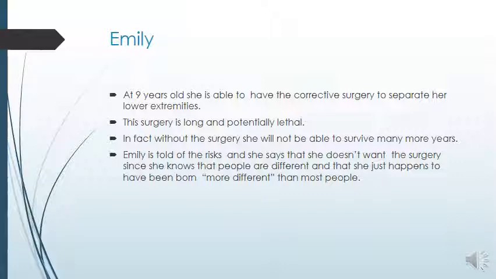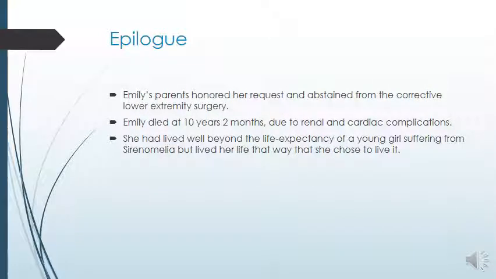Emily is told of the risk, and she says that she doesn't want the surgery, since she knows that people are different, and that she just happens to have been born more different than most people. Emily's parents honored her request and abstained from the corrective lower extremity surgery. Emily died at 10 years 2 months due to renal and cardiac complications. She had lived well beyond the life expectancy of a young girl suffering from this disease, but she lived her life in a way that she chose to live it.